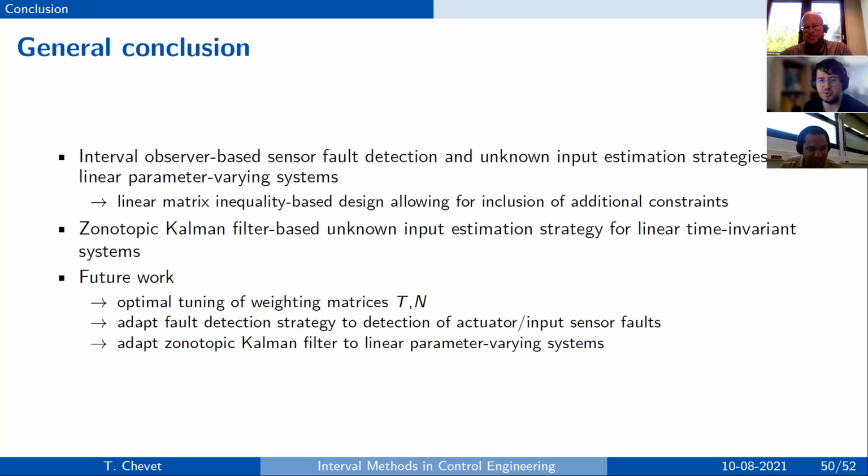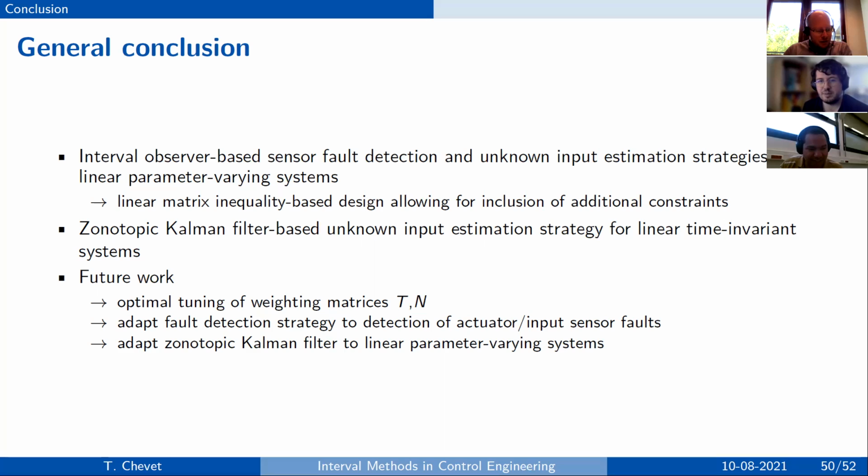unknown input estimation to compensate the fault and to have a fault tolerant control, because here we have detection and a sort of isolation of the fault. So the next step is actually trying to mitigate the faults. But it's also a potential perspective of this work.